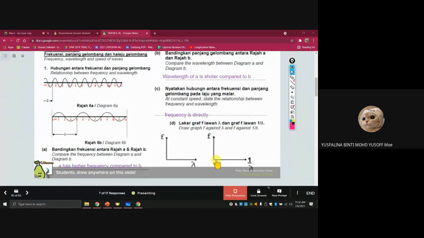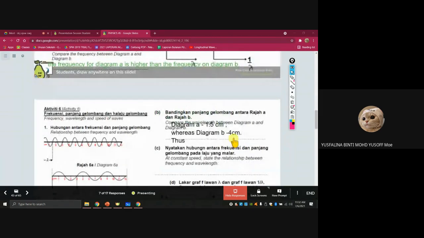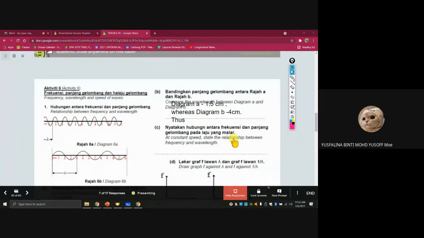Wavelength of A is shorter compared to B. A has higher frequency. The wavelength of diagram A is 1.5, whereas diagram B is 4 cm. Okay, you don't need to describe what is A, what is B. Just put which one is higher, A or B. That's all. Don't need to put the value of A or value of B.